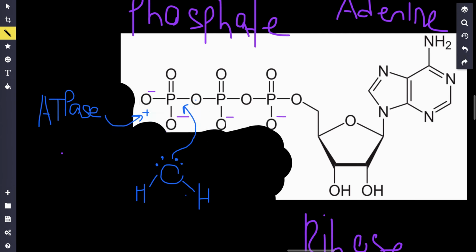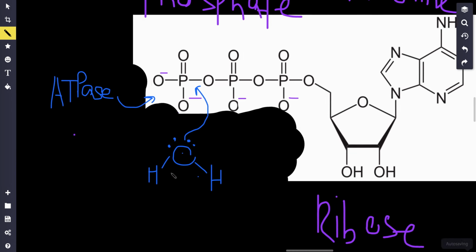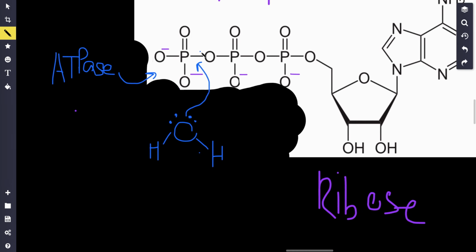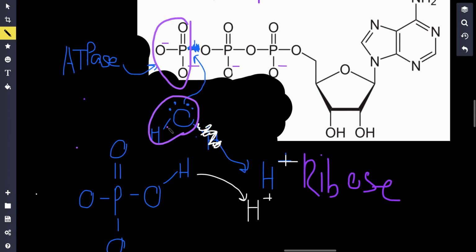All right. Now, imagine if this bond is broken, okay, and then the H2O sort of attaches to this. Now, what's going to happen is that one of the hydrogen atoms from this H2O molecule is going to sort of deprotonate.